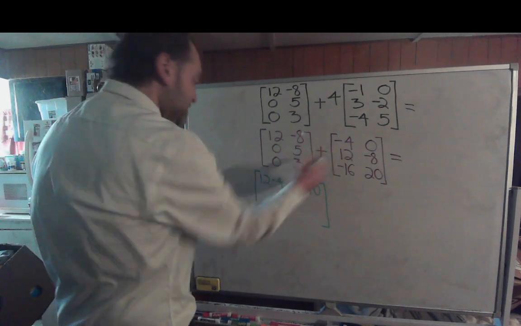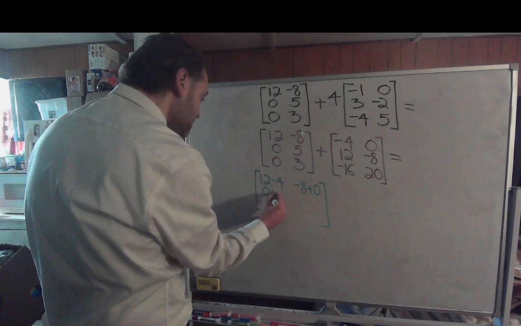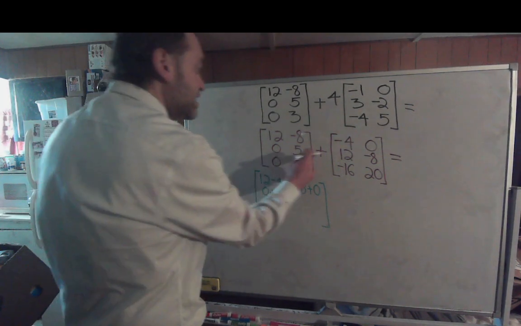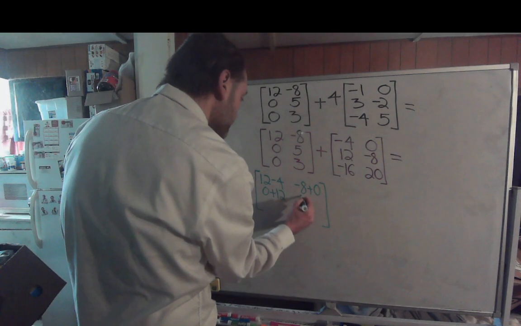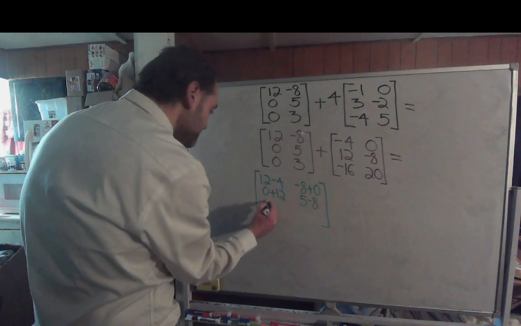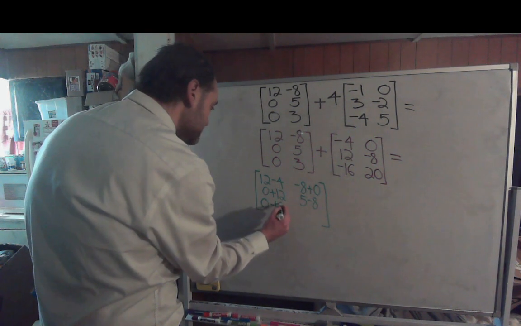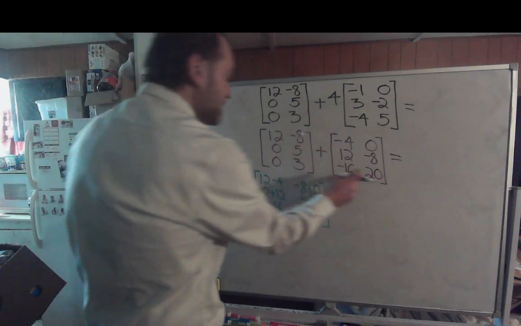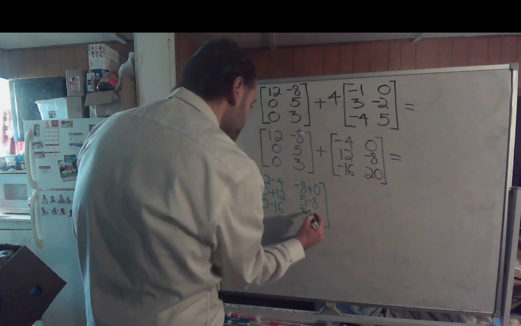Then you would take your 0 and 12. Then you would take your 5 and negative 8, which would turn into 5 minus 8. Then you would take your 0 and negative 16, which would turn into 0 minus 16. Then you would take your 3 plus 20.